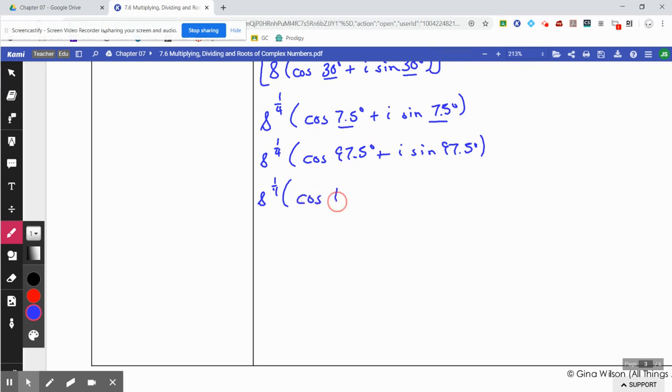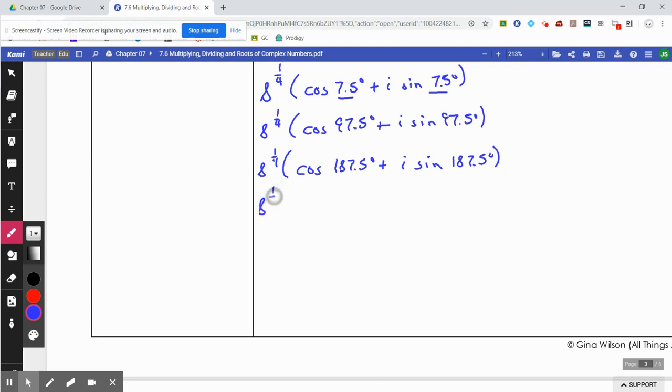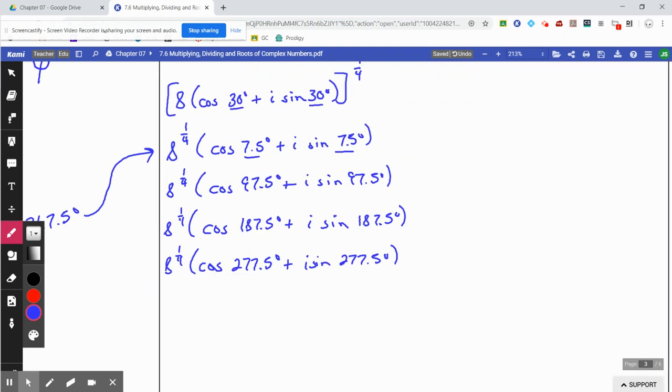The next root will occur with the same modulus, but another 90 degrees later. So cosine of 187.5 plus i sine of 187.5. And the last root, because there should be 4, should occur another 90 degrees down the road, so at cosine of 277.5 plus i sine of 277.5. Now, if you do this correctly, if you were to add 90 again, you get 367.5, which is the exact same thing as 7.5.